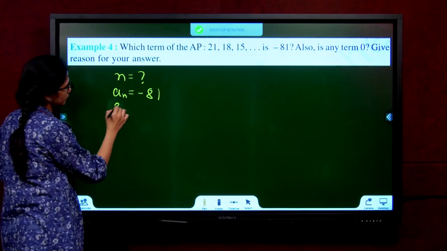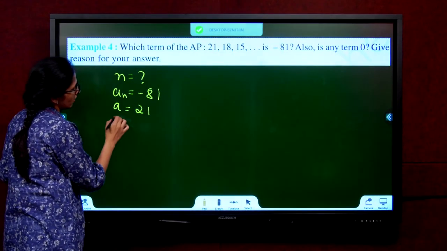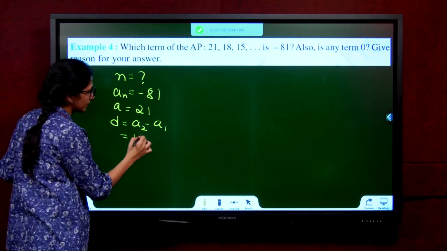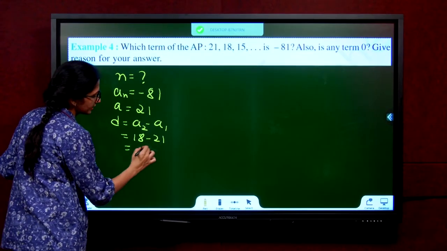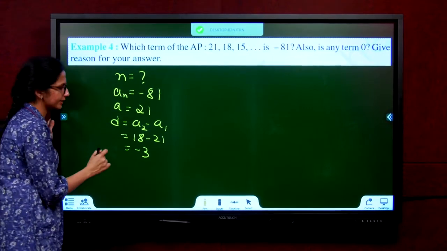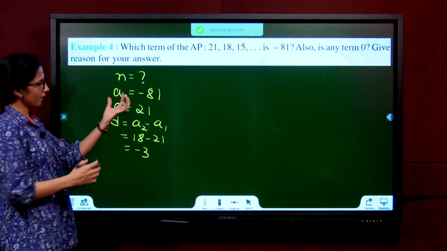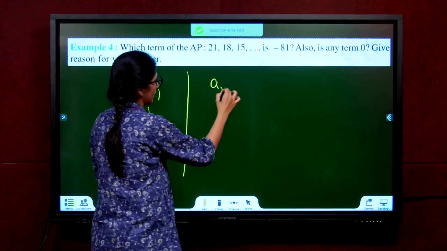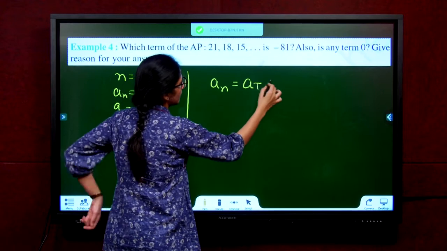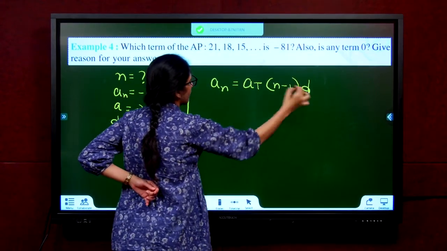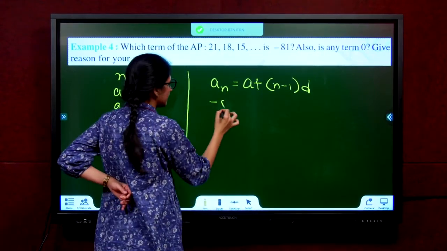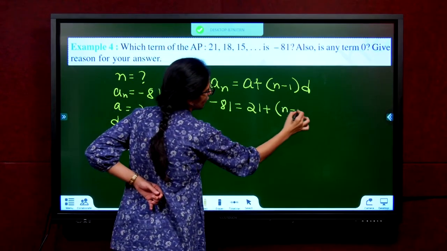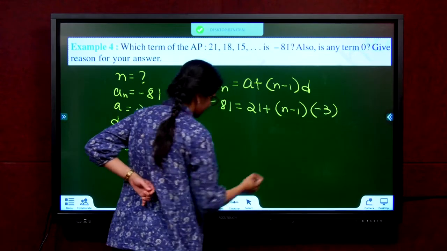What is a? 21. What is d? a2 minus a1, 18 minus 21, minus 3. Not plus 3, minus 3. So now you have an, a and d. Can I apply the formula and find n? Put the an formula and find n. a plus n minus 1 into d. Carefully see. Minus 81 is equal to a is 21, n I don't know, d is minus 3.